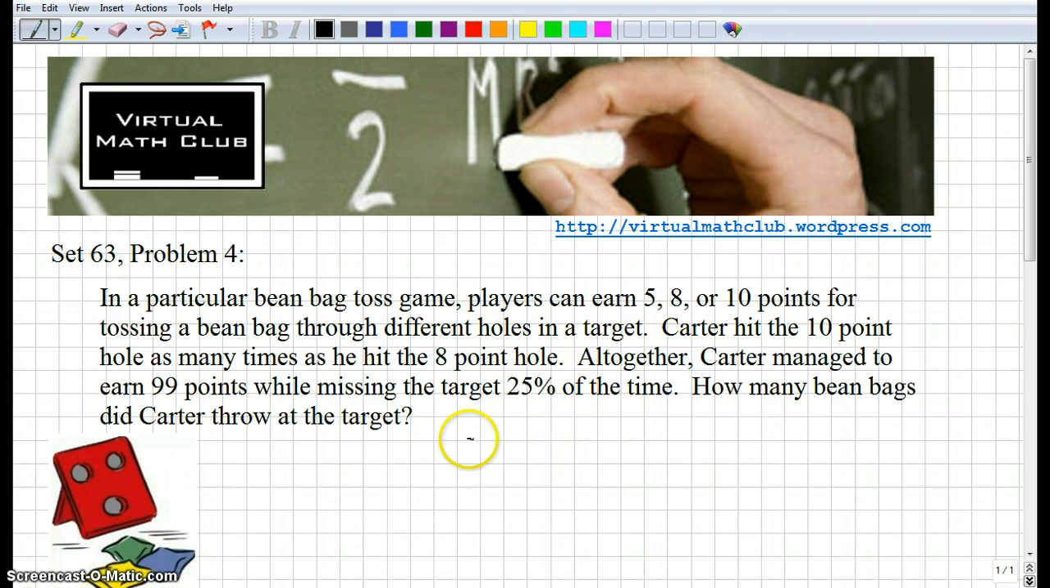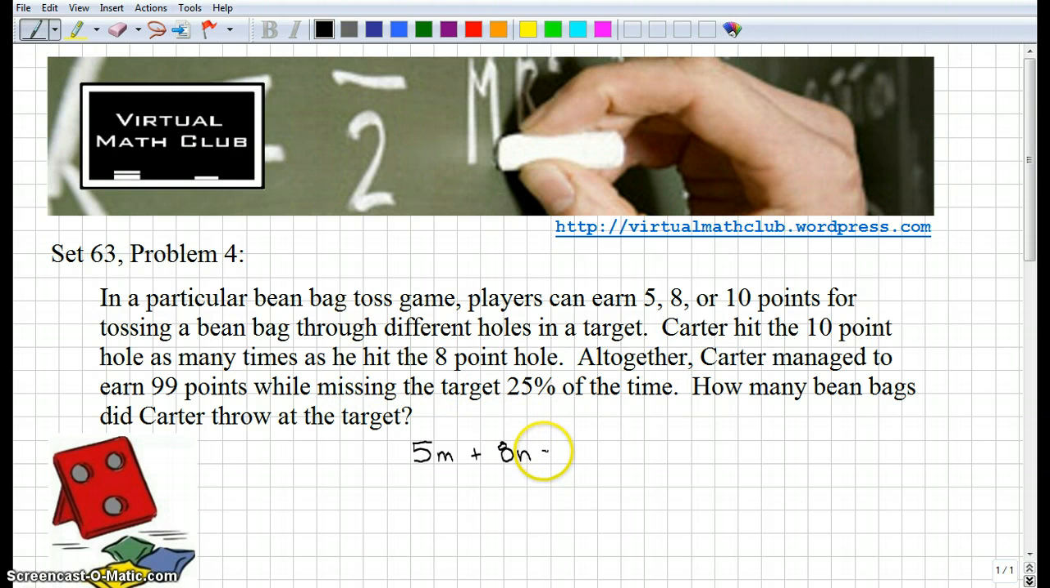Well, okay, you have 99 points. So, let's say he hit the 5-point hole m times, all right? And then he hit the 8-point hole, let's say n times, okay? And then it says that he hit the 10-point and the 8-point hole the same number of times, okay?